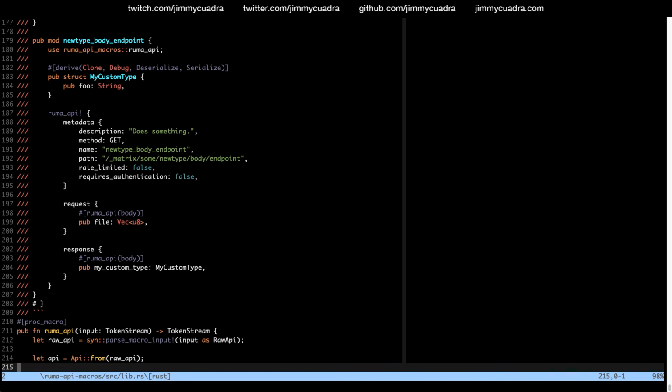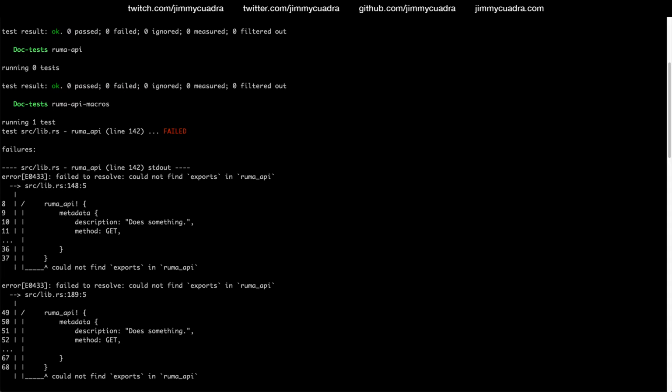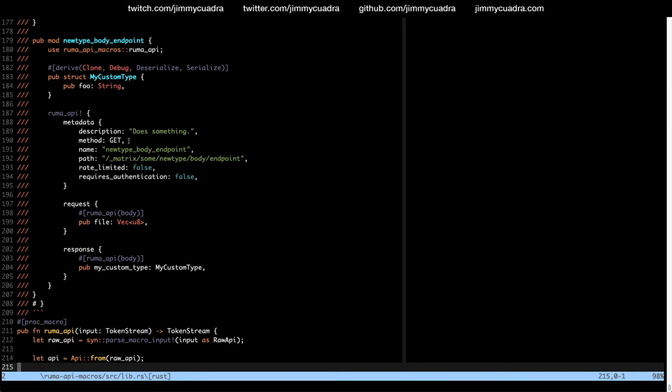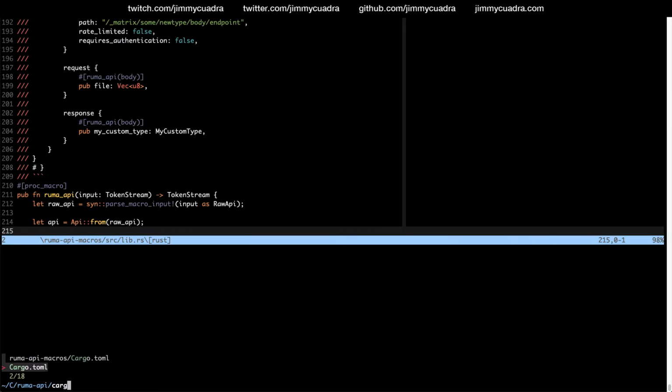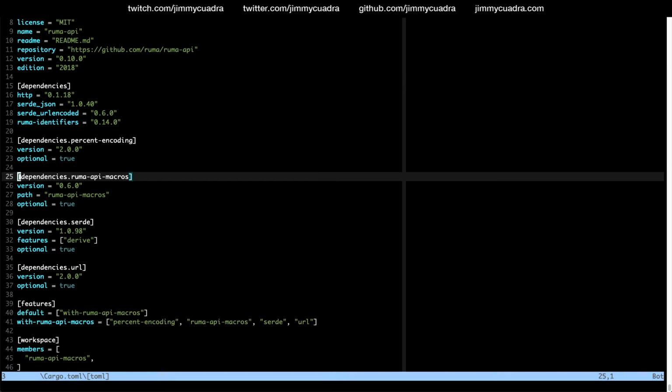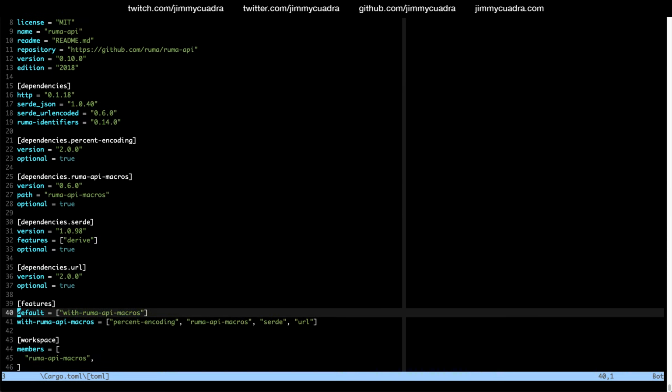I'm not really sure why it's complaining about this. Why can't it find... I guess it's because it's kind of this like circular dependency problem. Because Ruma API macros only gets loaded by Ruma API when it's being re-exported. This is unfortunate.